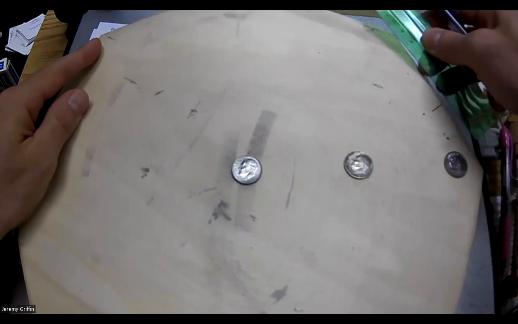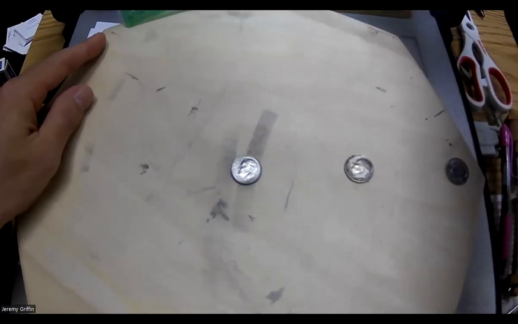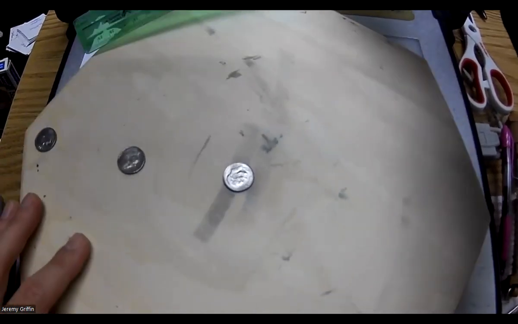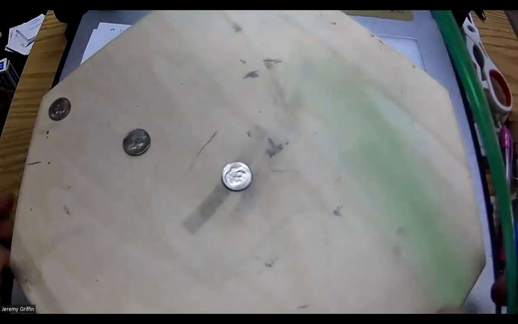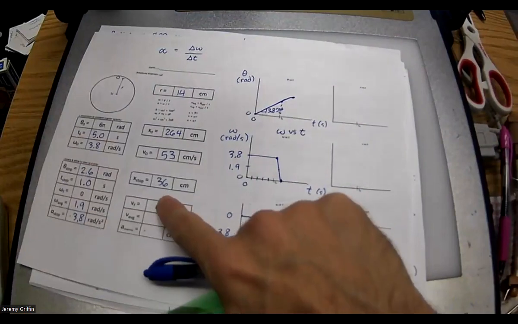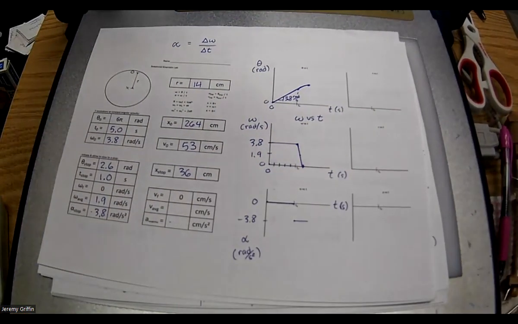I go from here, start wrapping this around. Yeah, it doesn't quite make it to the stopping point, which was about just a few more centimeters. So yeah, that definitely looks believable, this 36 centimeters distance that it would have gone. Okay.